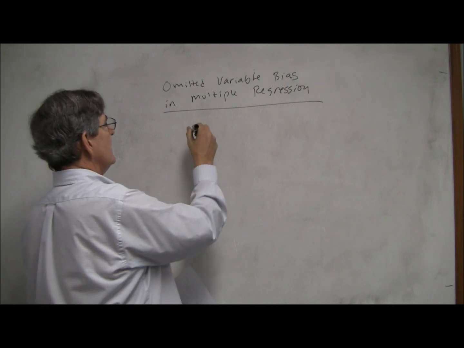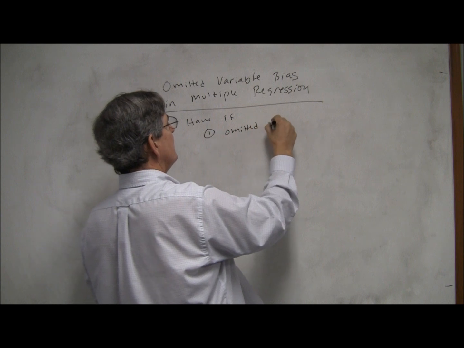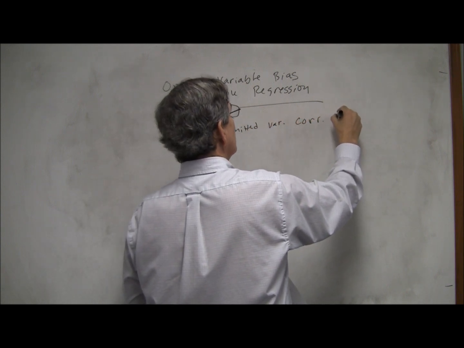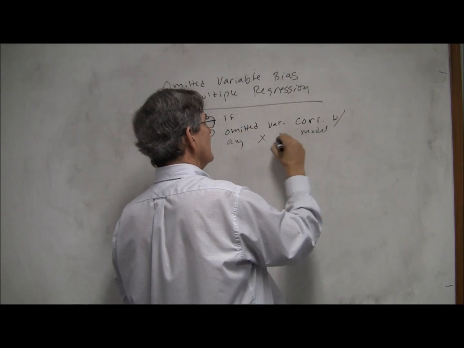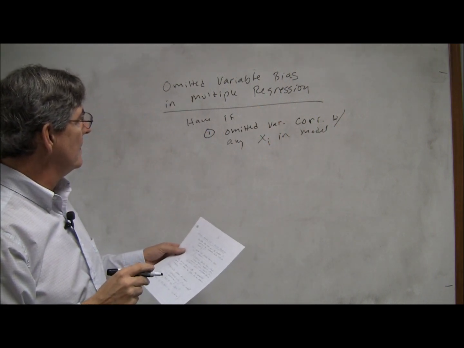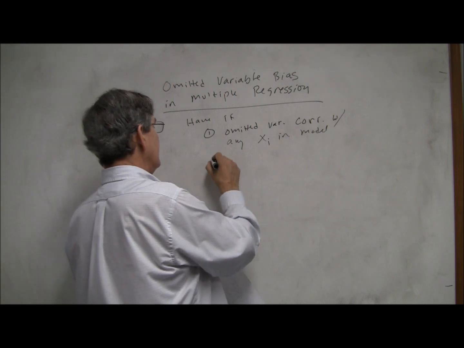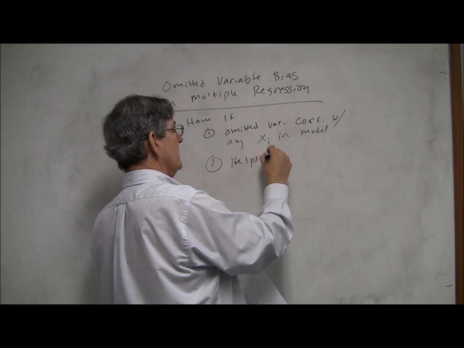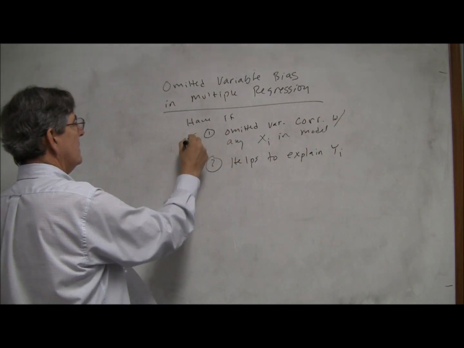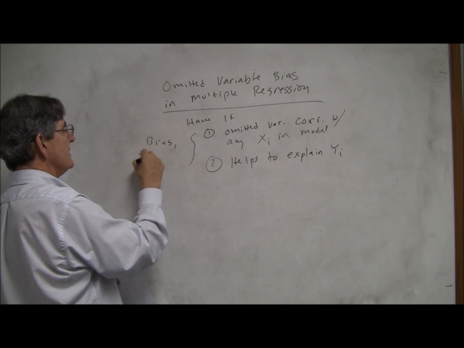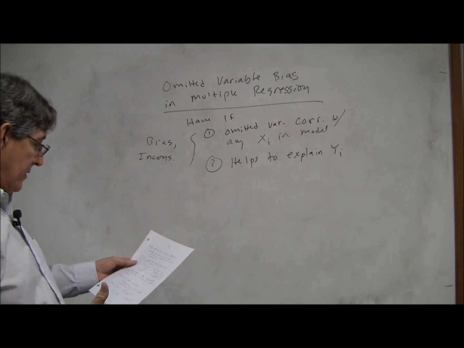Nothing new here. You'll have it if, 1, the omitted variable is correlated with any x in the model. Let me say xi, x1, x2, doesn't matter. It can be correlated with a set of them. Doesn't matter. And it helps to explain the dependent variable, yi. So if that's true, you'll get bias and inconsistency in that particular case. So there's really nothing new here.